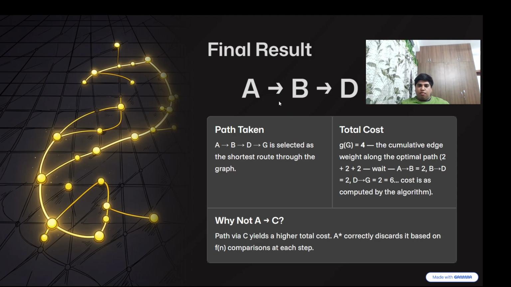If we see why node C is not considered, and calculate likewise, we see that the path via C yields a higher total cost. A star correctly discards it because, based on the f of n comparison at each step, it yields higher values. And of course, A star search only considers the lower f of n values.